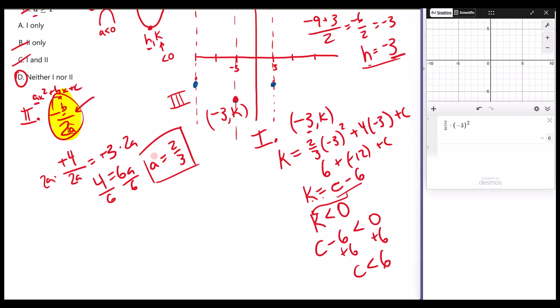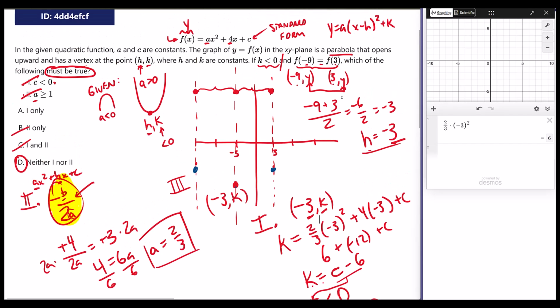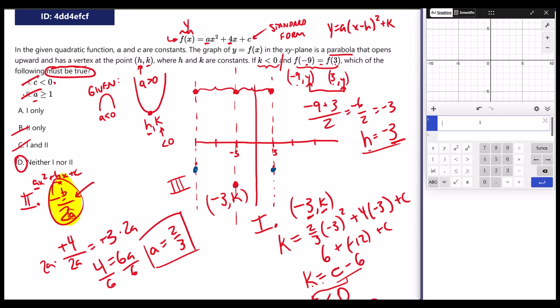So start with a, and then once you have a, we can just plug in the coordinates of the vertex into our standard form equation, find out that c just has to be less than 6, not necessarily just less than 0, and we're done. Now, the way that you can use Desmos fairly effectively on this question is as follows.